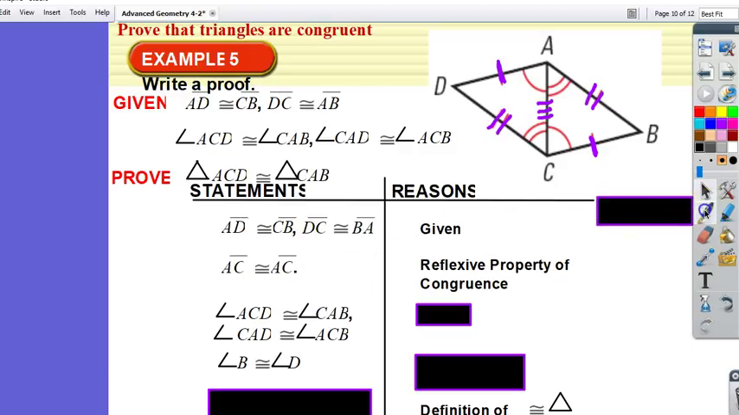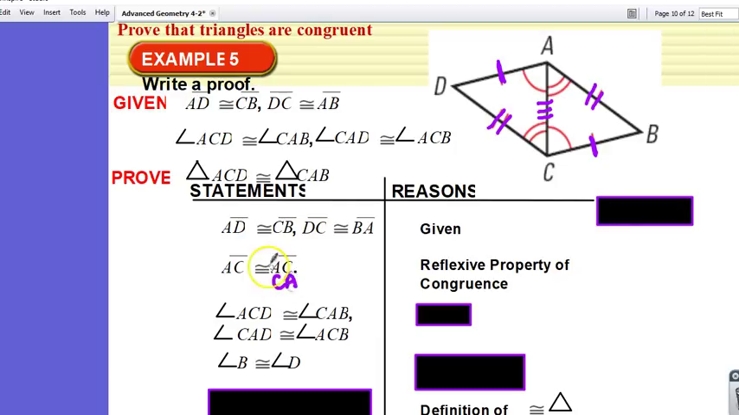Technically, they should have written it CA only, because then it's in corresponding positions. They don't like to follow the rules all the time, but if it's on the EOC and they only have it listed as AC is congruent to AC, that's fine. But technically, it really should say CA because then they're listed in corresponding positions. All right, so that's still reflexive. So now we have all the sides equal. What about all the angles?